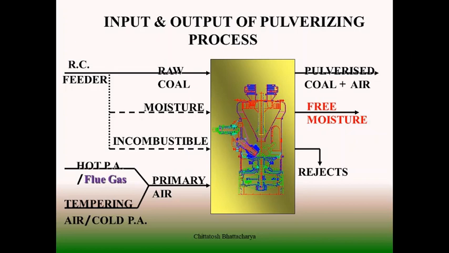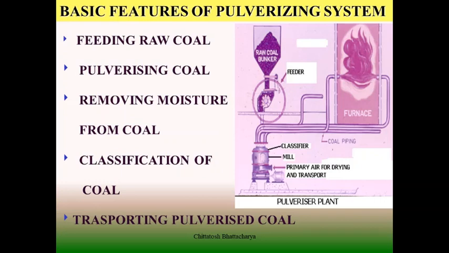So the output of the pulverizer is definitely pulverized coal plus air. Then the moisture is separated, that is also carried by this air, and there are some rejects coming out of the milling system, which are non-coal particles and which cannot be ground.